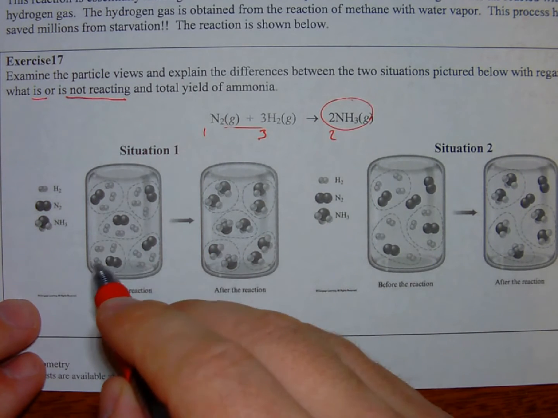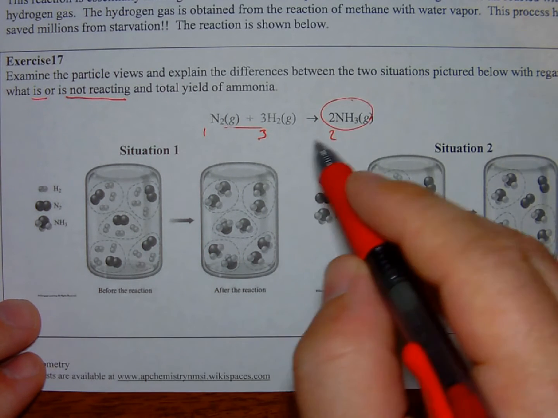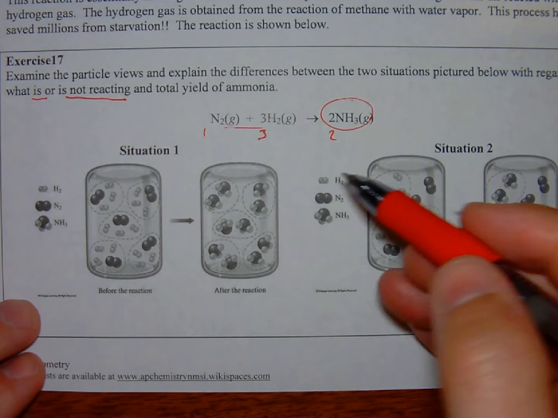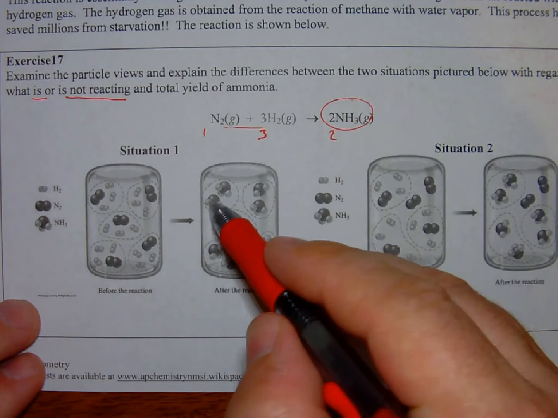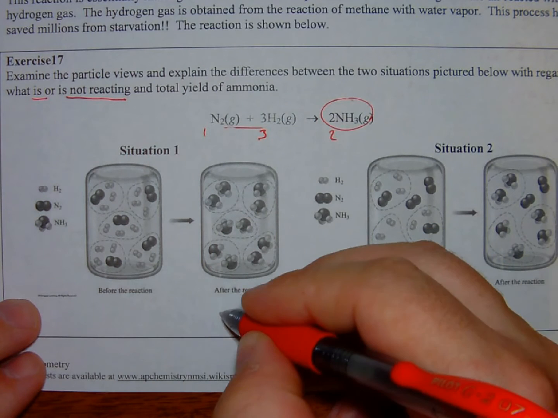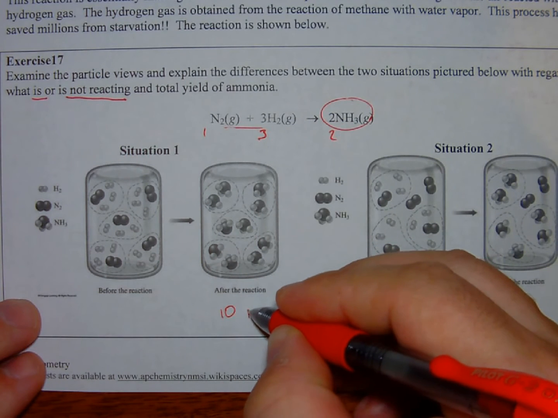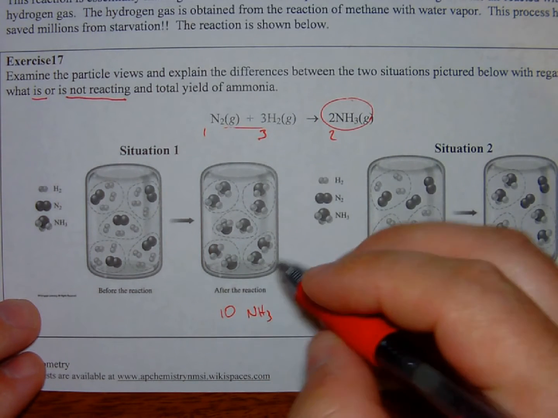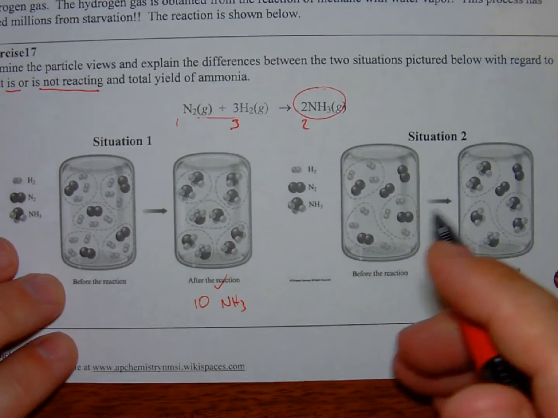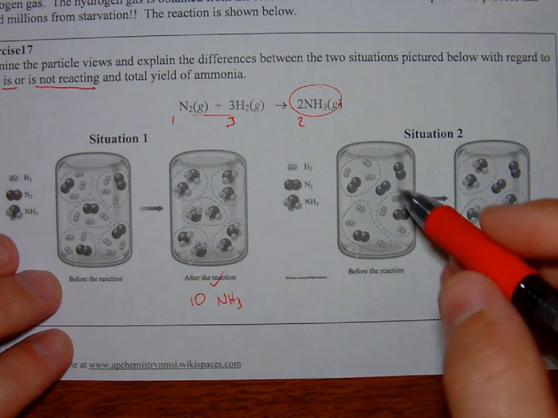And so we have 1, 2, 3, 4, 5 little pockets. So 5 little pockets, each making 2. We should have 10 ammonias. So 1, 2, 3, 4, 5, 6, 7, 8, 9, 10. So we have 10 NH3s as our yield. We got 10 of those. Now, how is that different from situation 2?